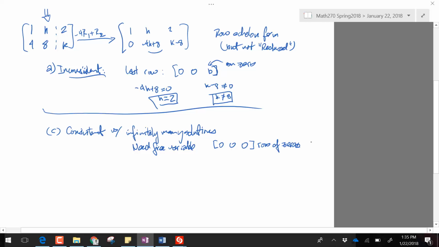Doesn't matter. All right, so a row of zeros, that just means we want these two elements to be equal to 0 at the same time. So we've kind of solved for that already. And we just say if h is equal to 2 and k was equal to 8, then we have a row of zeros. And if we have a row of zeros, we have a free variable. If we have a free variable, we have infinitely many solutions.